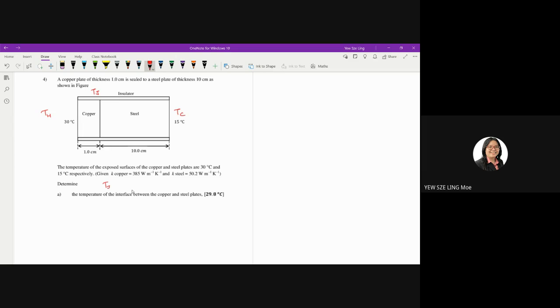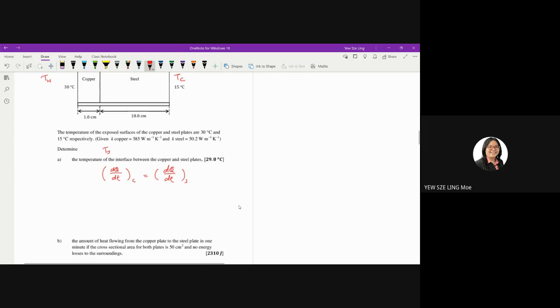So you want to calculate TJ, then obviously you have only one choice of equations, because you don't have dQ over dt. So basically you are going to apply the steady state condition equations. So dQ over dt for copper is equal to dQ over dt for steel.